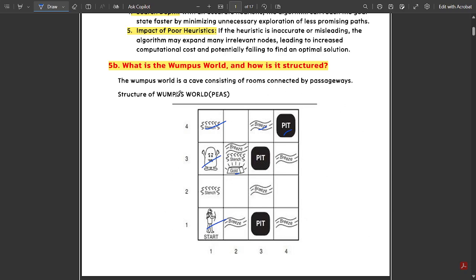Each of these has a particular function. Here the problem is they would give you one initial position, start, and they would mention one final position. They would tell you to reach that particular location. If you want to reach that location, what are the obstacles you face and what would be the conclusions, that I'm going to discuss in this answer on the Wumpus world. So this is the block structure of Wumpus world.